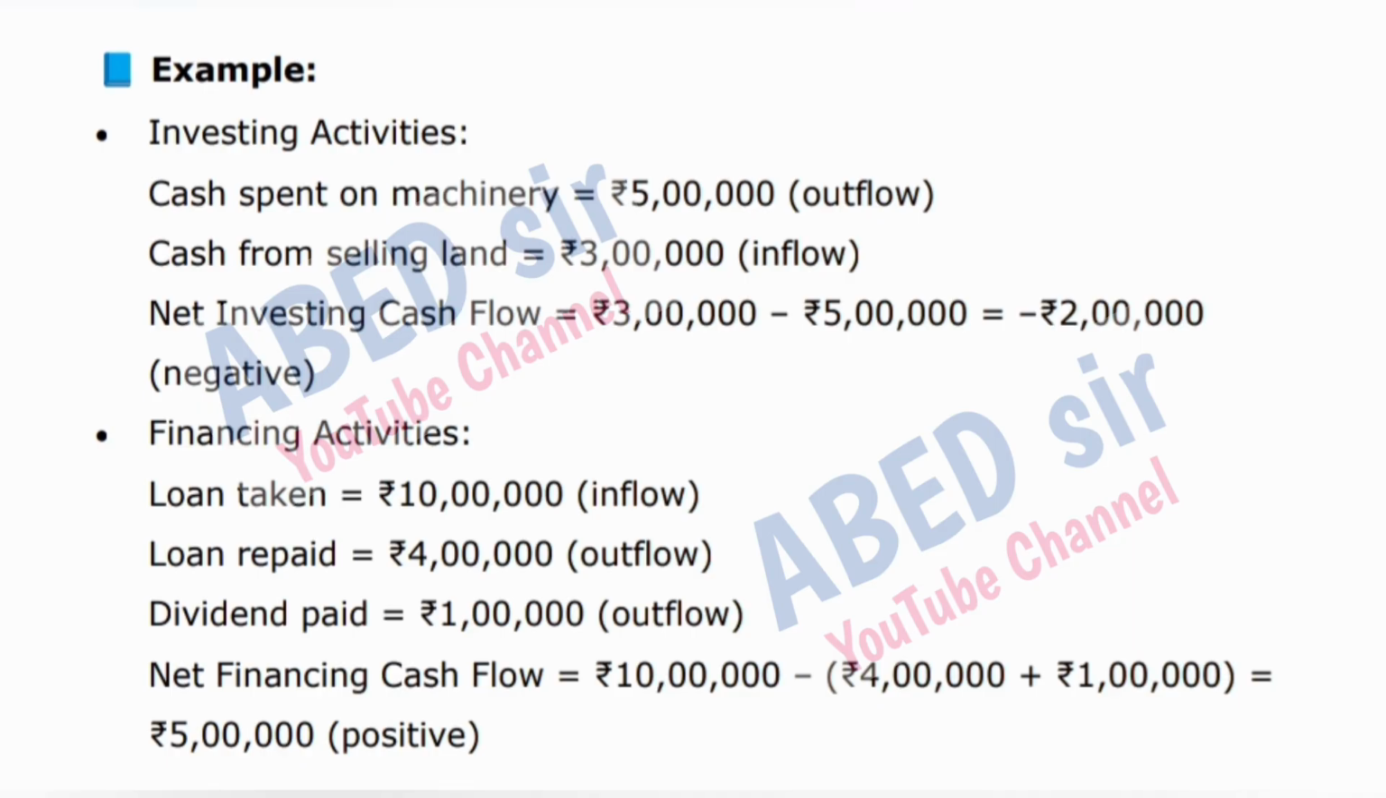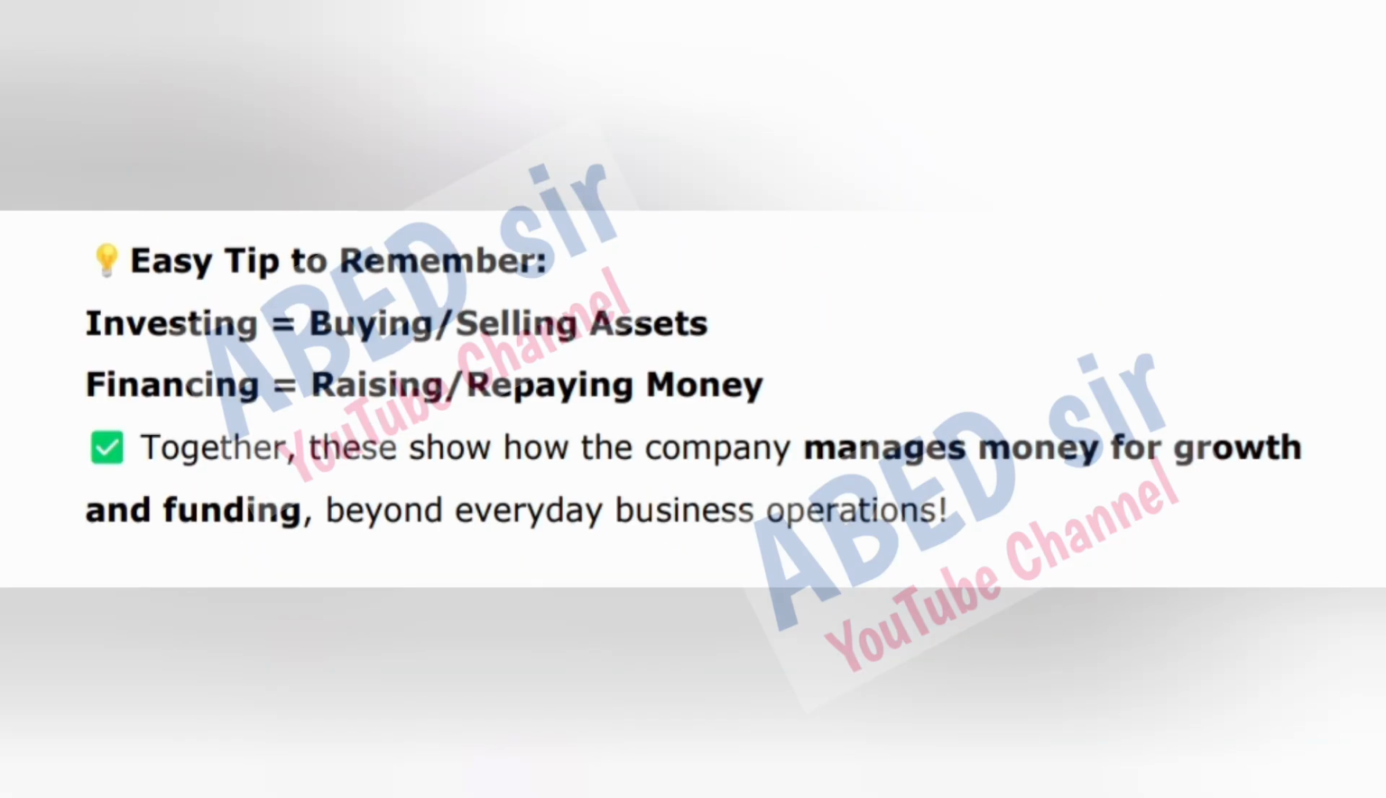Financing activities. Loan taken is 10 lakh rupees inflow. Loan repaid is 4 lakh rupees outflow. Dividend paid is 1 lakh rupees outflow. Net financing cash flow equals 10 lakh rupees minus 4 lakh rupees minus 1 lakh rupees, which is 5 lakh rupees positive.